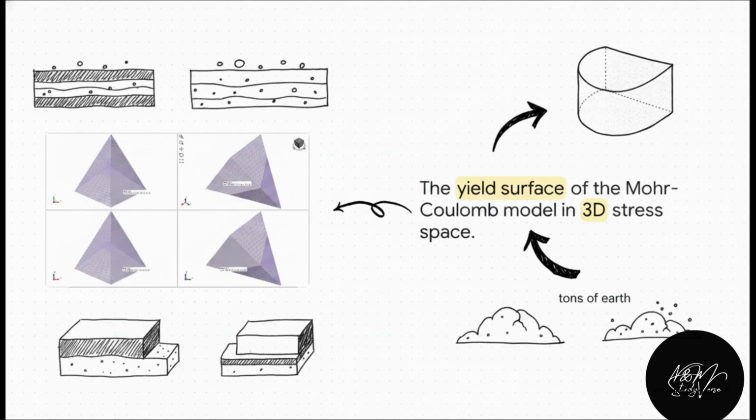And the result? You get these stunning 3D evaluations of a soil's yield surface, the exact boundary where the earth will fail. By clearly understanding this boundary in a 3D stress space, engineers can confidently design the retaining walls and deep foundations that safely hold back thousands of tons of earth.